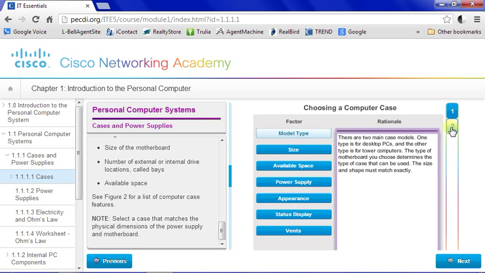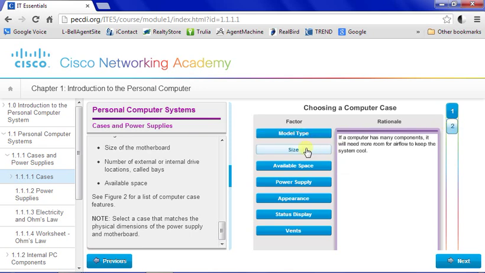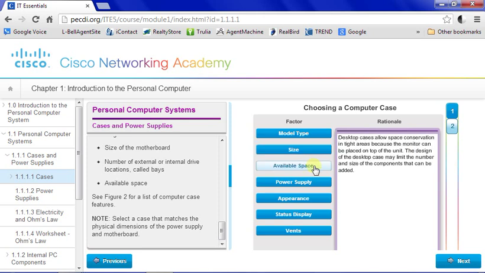And then in section 2, one of the things that we want to look at is the size and available space for our computer. So again, you want to make sure that you do these little activities on the right. So here it talks about size. Remember that our computer case is important because of airflow and the components that are inside of it. How much space do we have for our computer? A lot of times desktop cases will be used if people have limited space in their working area, and they will have their monitor sit on top of that.